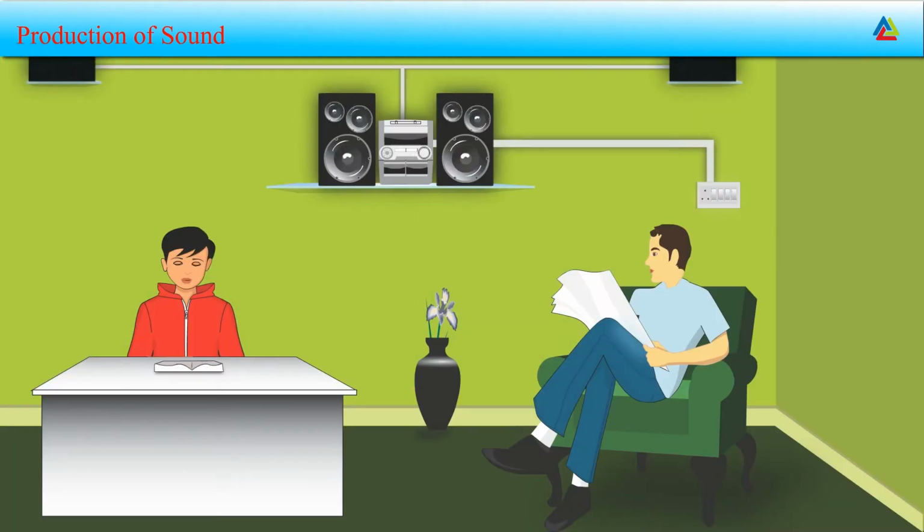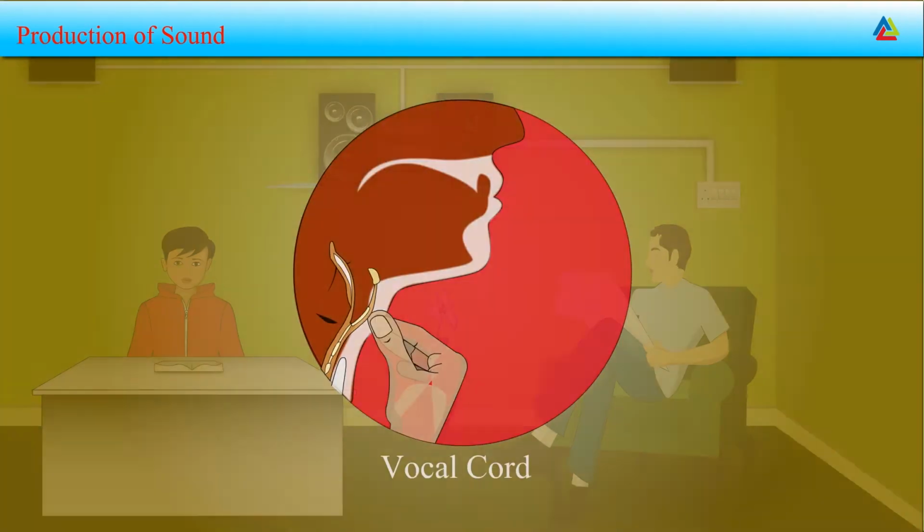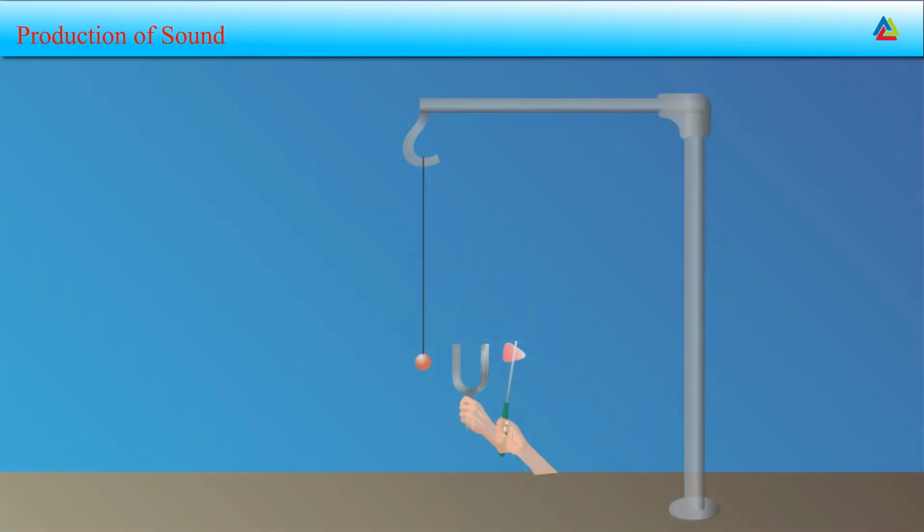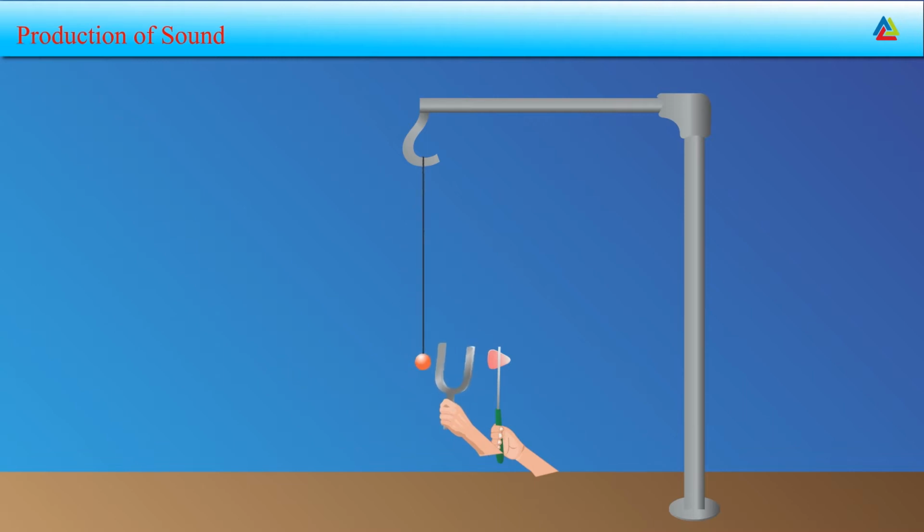But Dad, how is the sound of human voice produced? It is produced due to vibrations in the vocal cord. We can understand this with some examples. When a vibrating tuning fork is touched to a suspended table tennis ball, the ball is deflected.